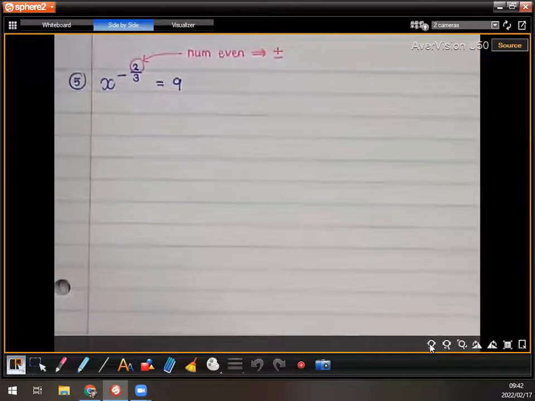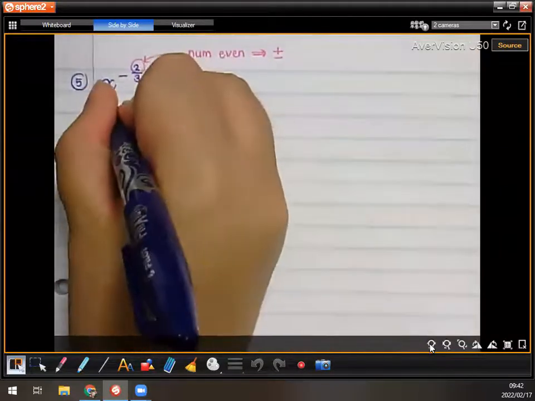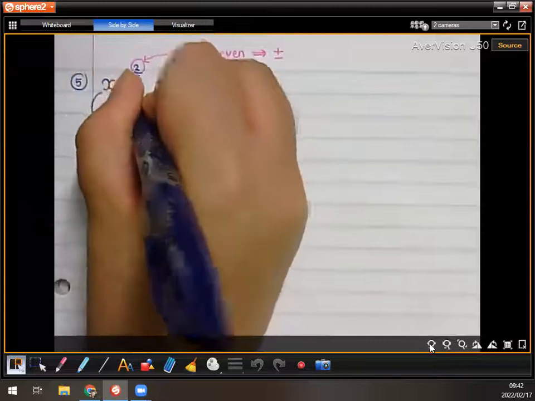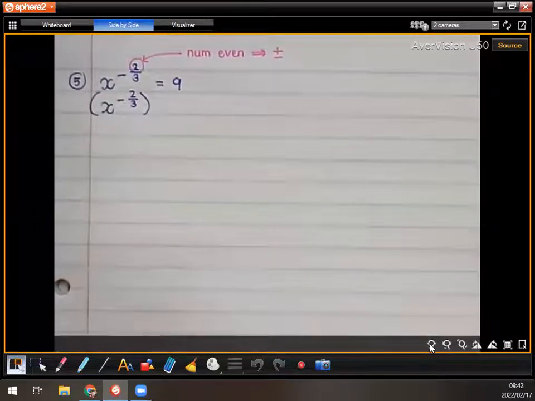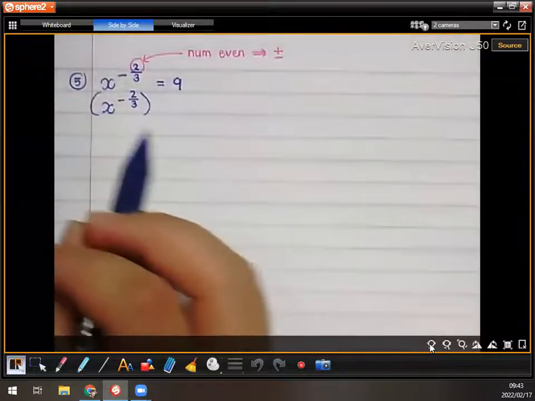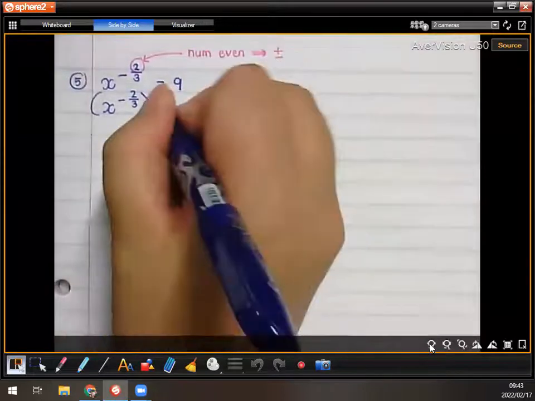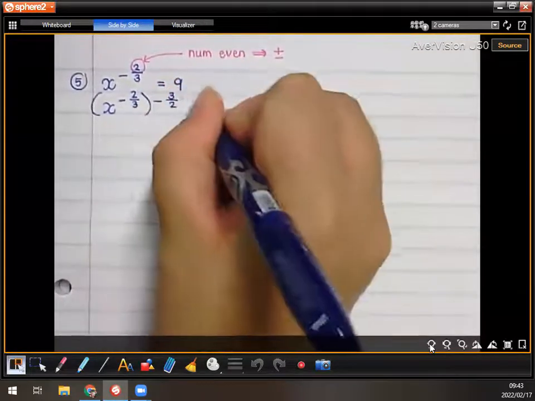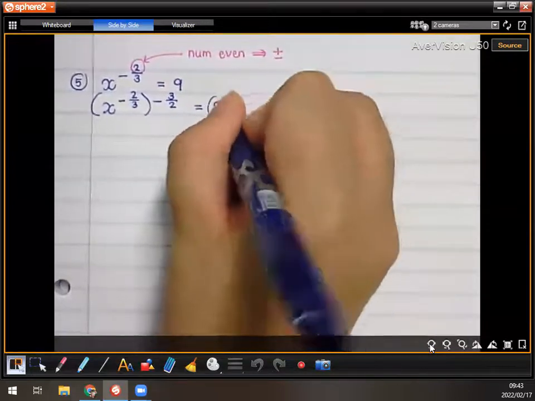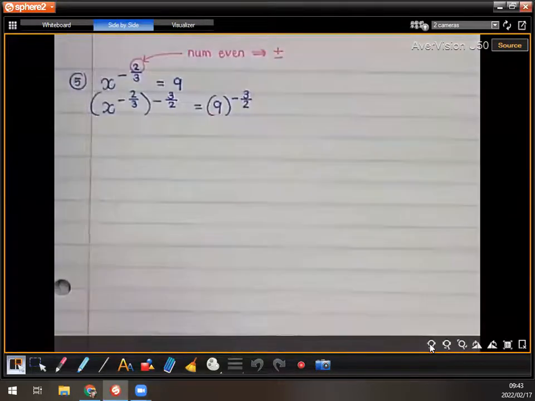Is the variable isolated? Is it on its own? Yes. Okay, so we can raise both sides to the same power now. Now, guys, what must I raise negative 2 over 3 to get positive 1? Negative 3 over 2. Remember, we swapped the fraction around, but now because it's negative, our outer exponent also has to be negative. So that's an extra thing there. Negative 3 over 2, and this is going to be 9 to the power of negative 3 over 2. So that's the only thing that changes when your exponent is negative, the outer exponent is also negative.